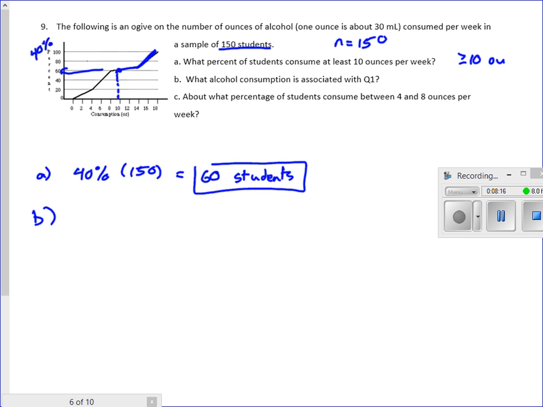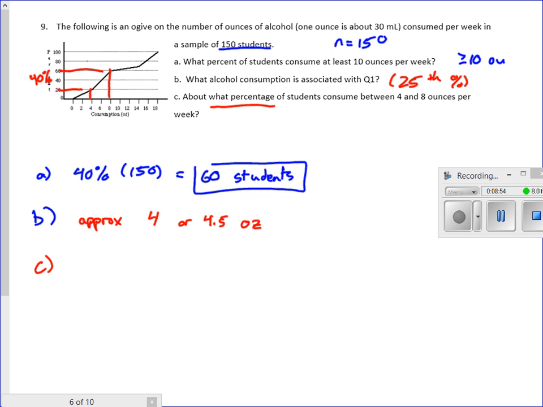For part B, what alcohol consumption is associated with Q1? Well, think about this. Q1, that's really like saying the 25th percentile, right? So let's go to the 25th percentile, then go down. So maybe approximately 4 or 4.5 ounces. And then about what percentage of students consume between 4 and 8 ounces? So 4 gives us the 20%, 8 gets us up to 60, so that's 40%. Let's make sure we don't need something different. It just says about what percent, so for C, about 40%.